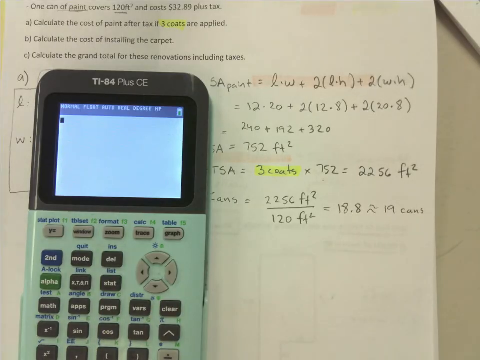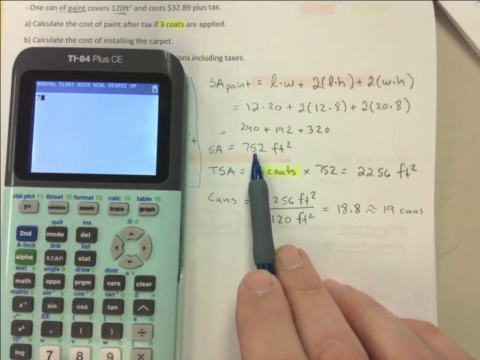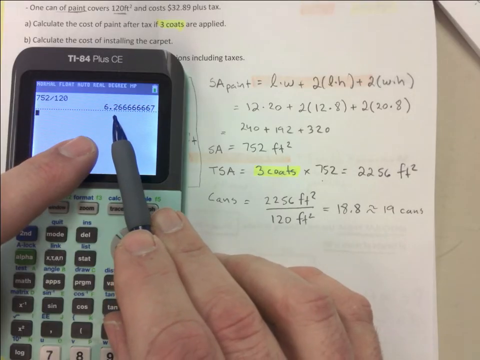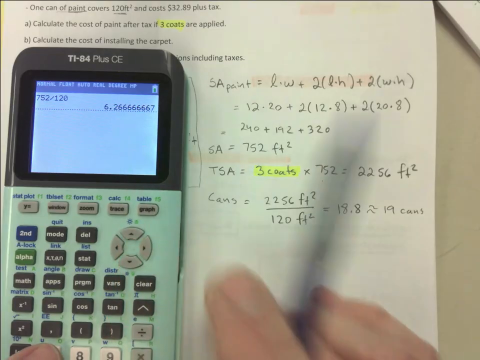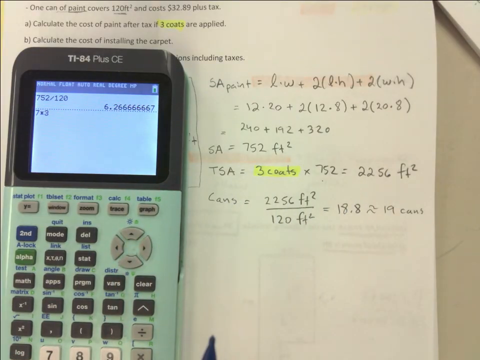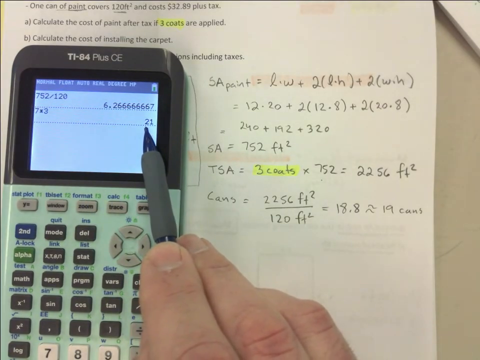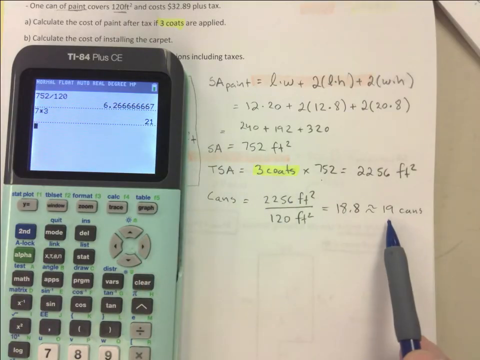Now, I want to make this point very clear. What would happen if you went 752 divided by 120, and you're like, oh, you need to buy about 7 cans, right? You would say 7 cans? Well, 7 times 3 coats, I need to buy 21 cans, right? If you don't do the coats right away, you're gonna buy more than what you need.